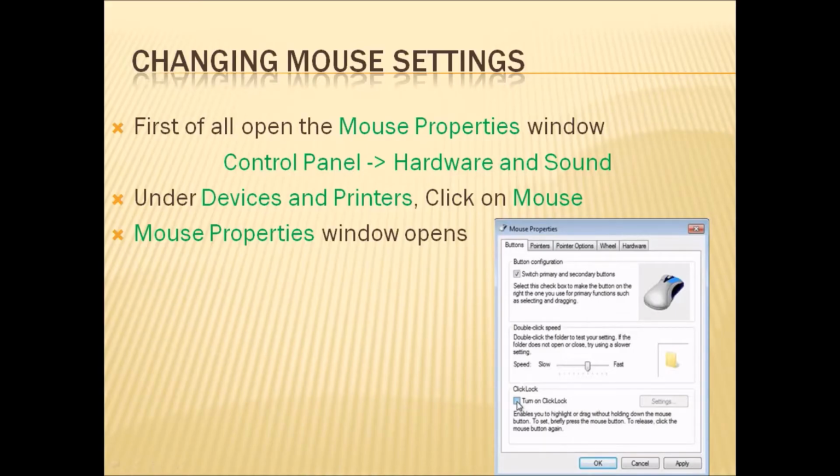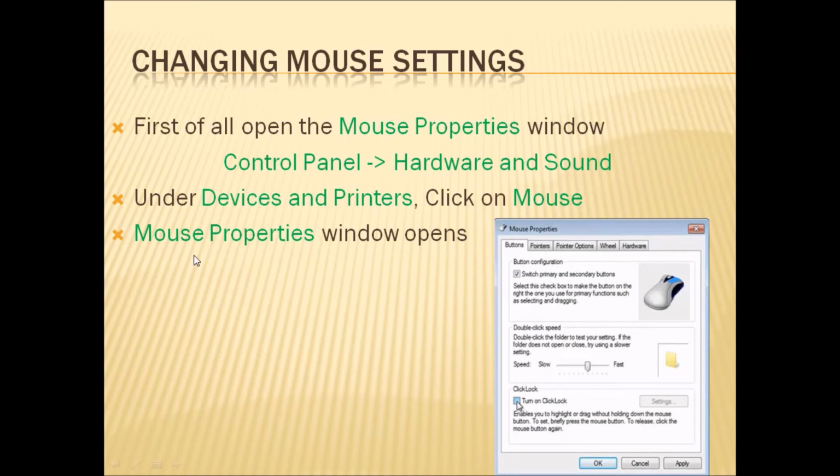Children, now we are going to change the mouse settings. For that, we have to open the mouse properties window. Now we will see how to open the mouse properties window. First of all, open the mouse properties window by going to Control Panel and click on Hardware and Sound. Under Devices and Printers, click on Mouse.